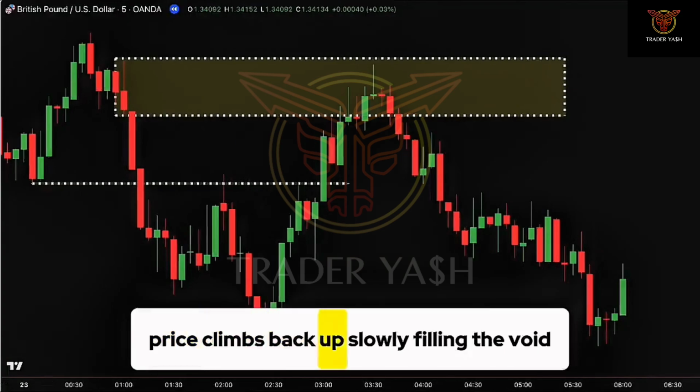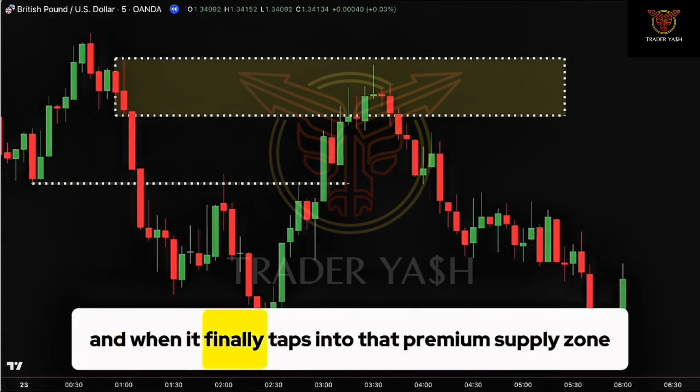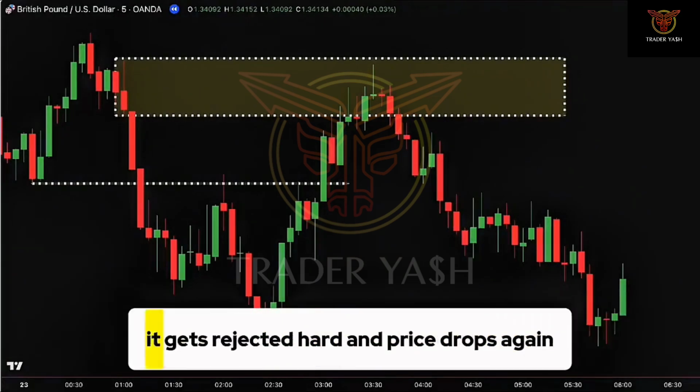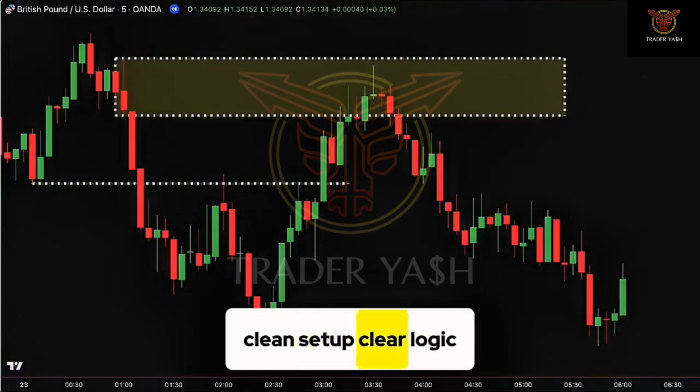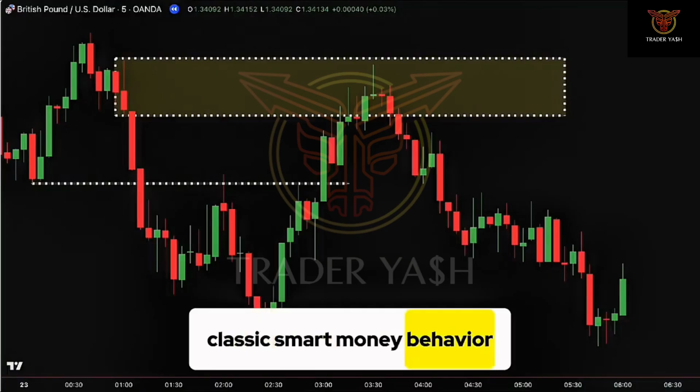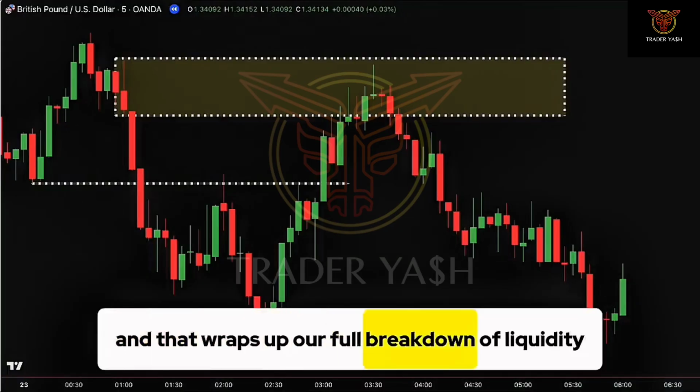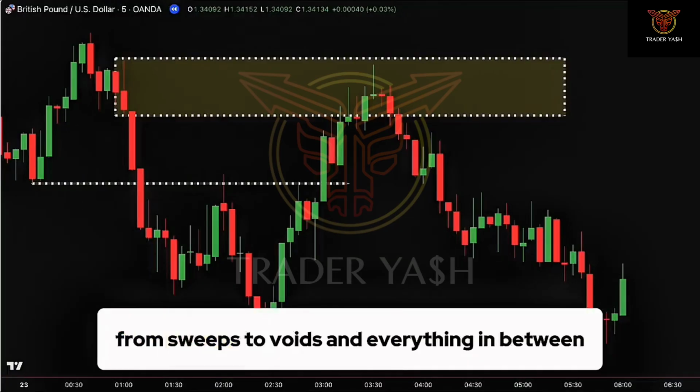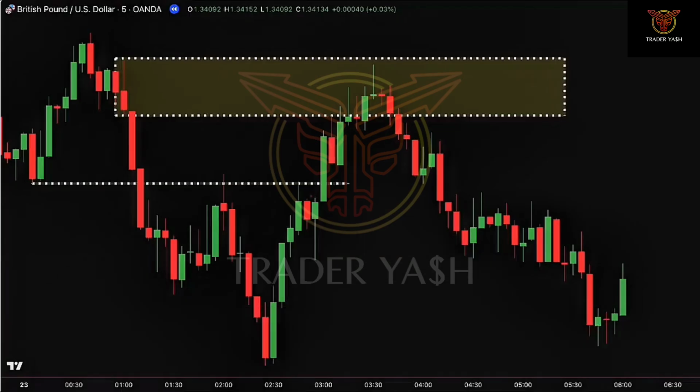Price climbs back up, slowly filling the void, and when it finally taps into that premium supply zone, it gets rejected hard, and price drops again. Clean setup, clear logic, classic smart money behavior. And that wraps up our full breakdown of liquidity concepts, from sweeps to voids and everything in between.